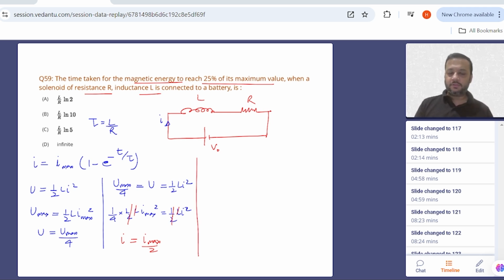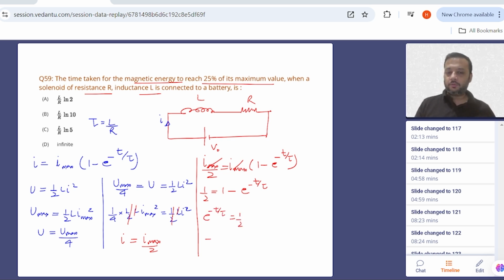Now all we need to do is put here in this current time function the I value. So put I equals to I max by 2. That will be I max by 2 is equals to I max into 1 minus e to the power minus t by tau. I max gets cancelled. Half will be equals to 1 minus e to the power minus t by tau, which means e to the power minus t by tau becomes half.